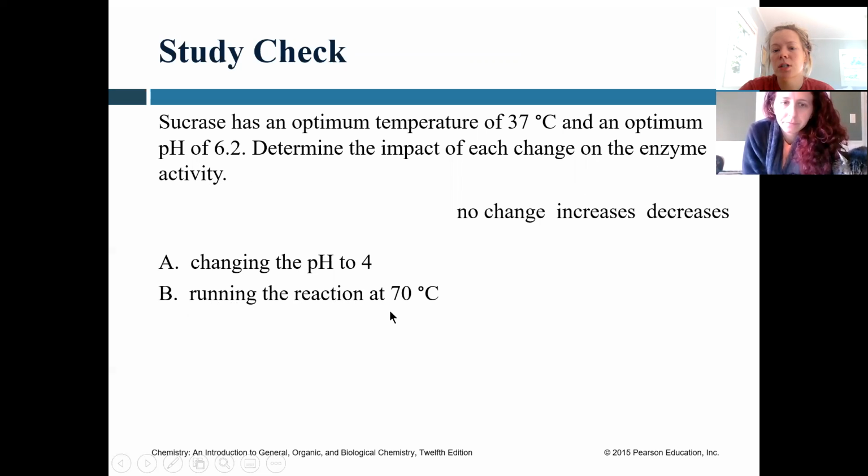If we're running the reaction at 70 degrees Celsius, we're not even just going to decrease the enzyme activity. We're going to denature the enzyme. We're going to just break the enzyme apart at that point because that's very, very warm.